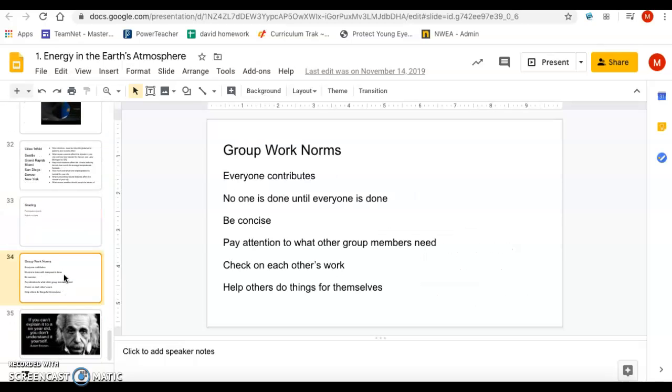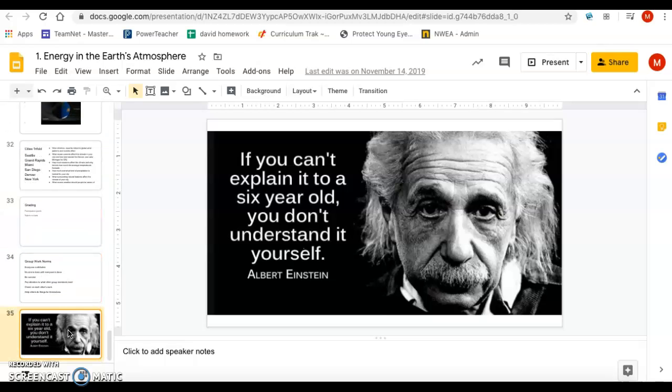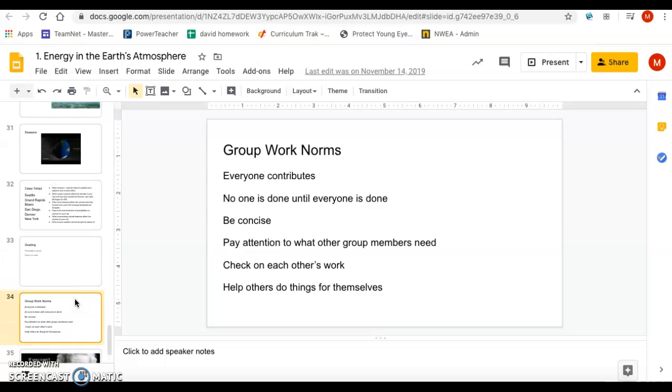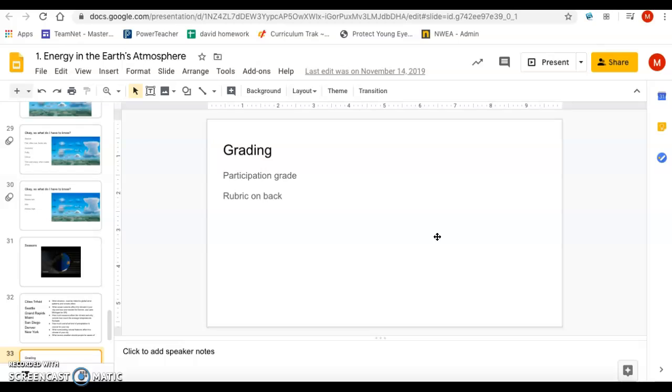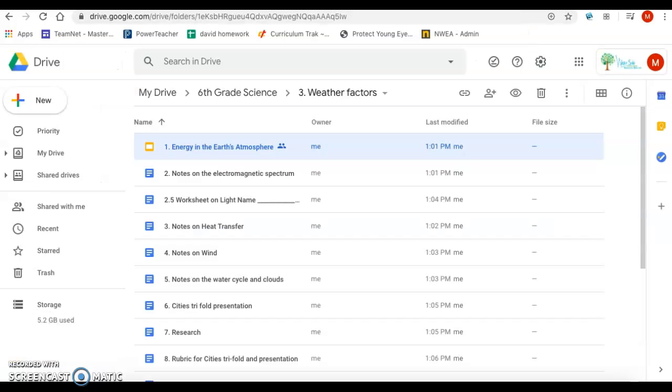Okay. Let's see here, some group work norms, and I love this little quote right here. If you can't explain it to a 6-year-old, you don't understand it yourself. So, yeah, some good stuff in there. The presentation was the biggest thing in this unit, and it took a lot of work, but it was also a good learning experience as well.